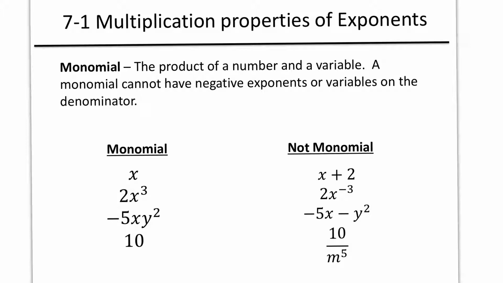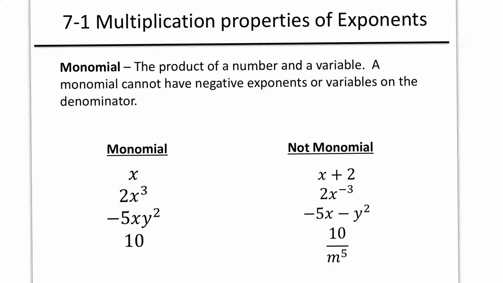I have the definition here. A monomial is the product, which means you are multiplying, the product of a number and a variable. So I have a list that gives you guys an example of what monomials are. Here's a list of monomials, and then I have a list of something that is not a monomial. But let's continue reading the definition. A monomial cannot have negative exponents or variables in the denominator when you have a fraction. So let's look at the difference between what is a monomial and what is not a monomial.